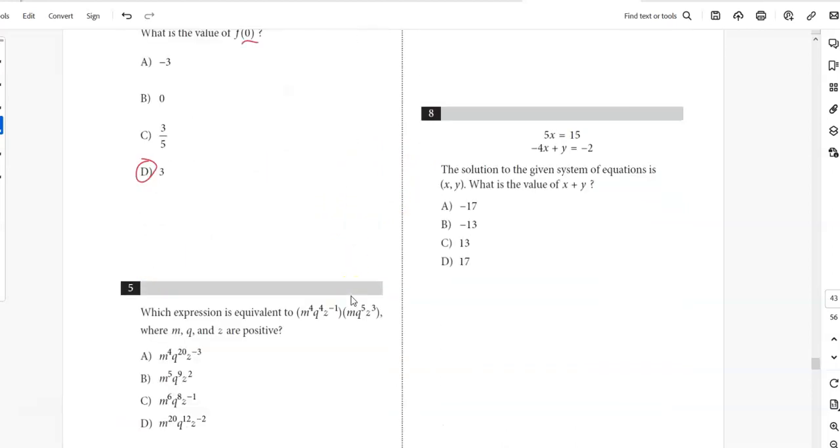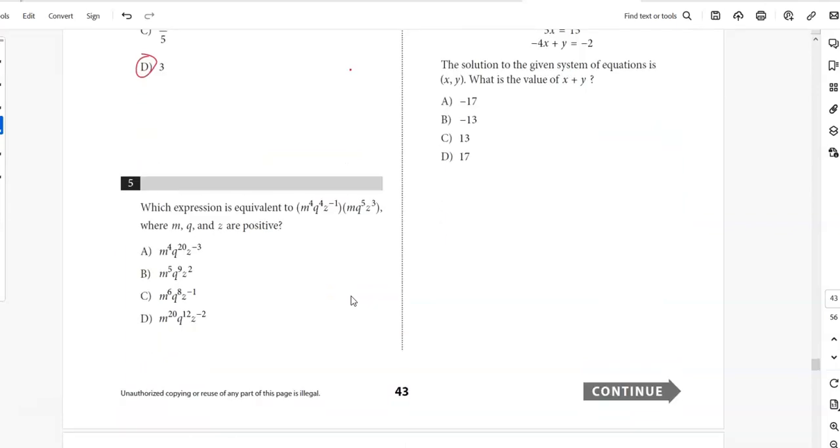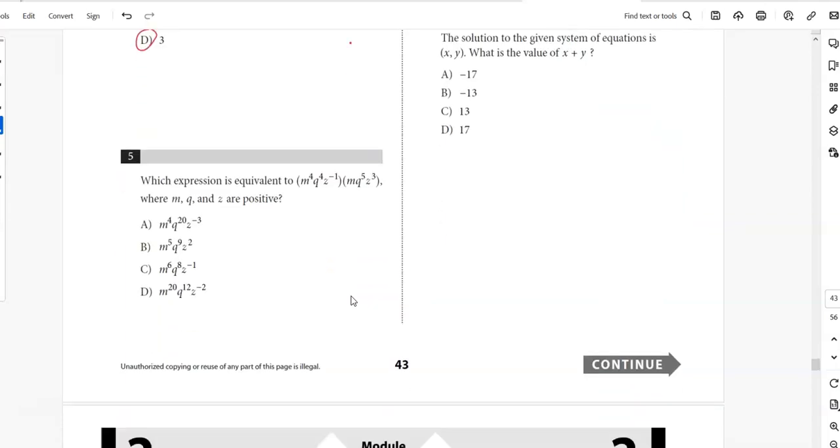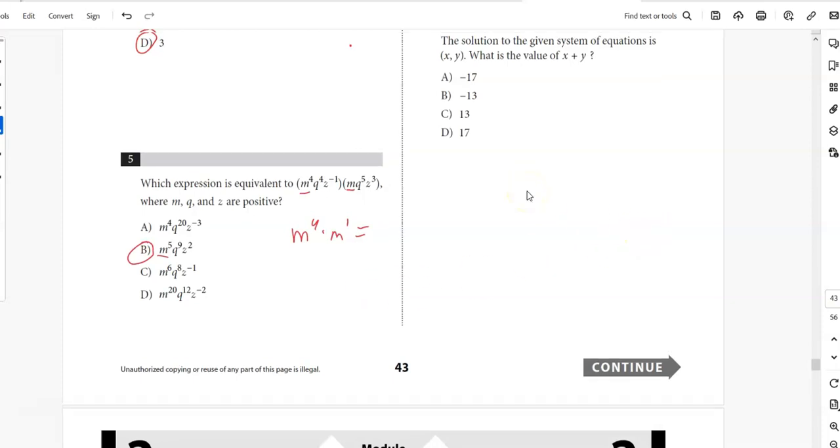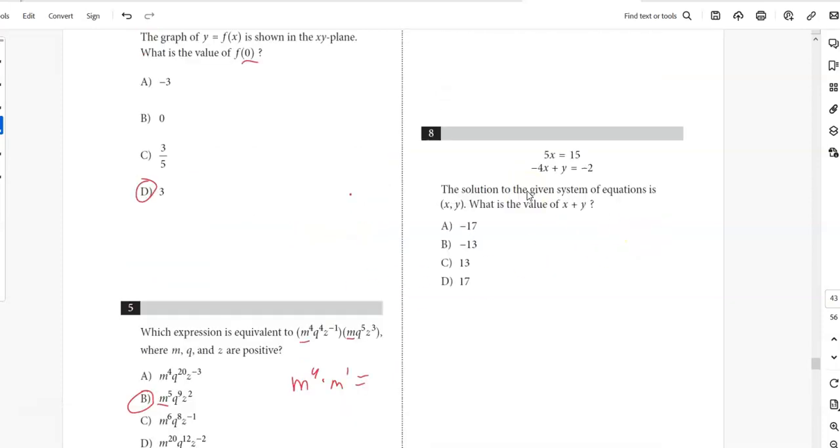Okay, number 5. We have an expression here where m and q are positive. We're just multiplying the m's. I like to do as little work as possible, so I'm going to look at just the m's. It looks like we have m to the 4th times m to the 1st. If you remember your exponent rules, which I hope you do, you add those exponents, so the m will be m to the 5th. Look at that. I'm done with the problem after just doing the m's. I didn't even have to go to the q's and z's. Amazing.